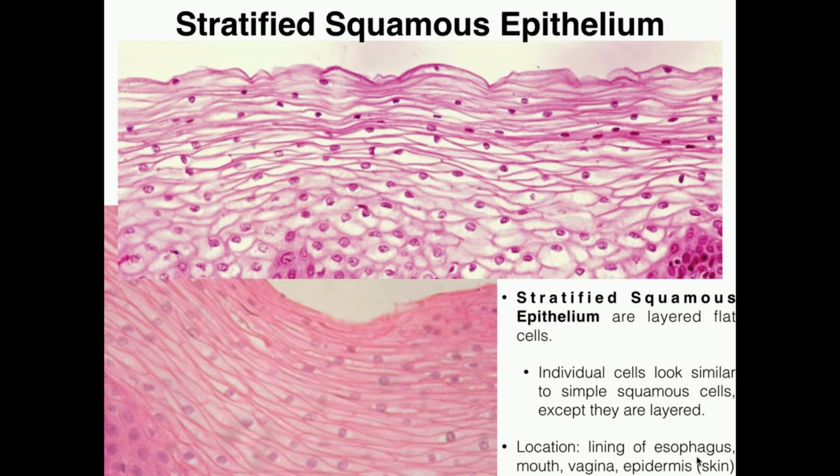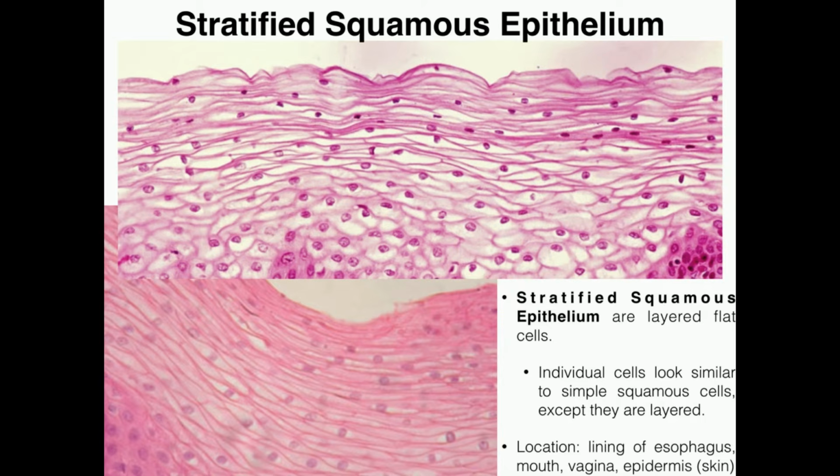So if you think about the lining of the esophagus, we constantly eat food, and so the food can scrape off these cells, but luckily since they're stratified, they can grow back in multiple layers. Also, obviously the mouth, the vagina can be abraded, and then the epidermis. Obviously your skin is in constant contact with lots of things, so it's very important to have stratified squamous tissue in that region.